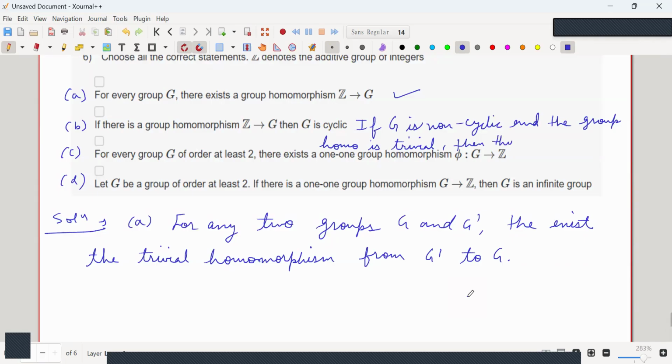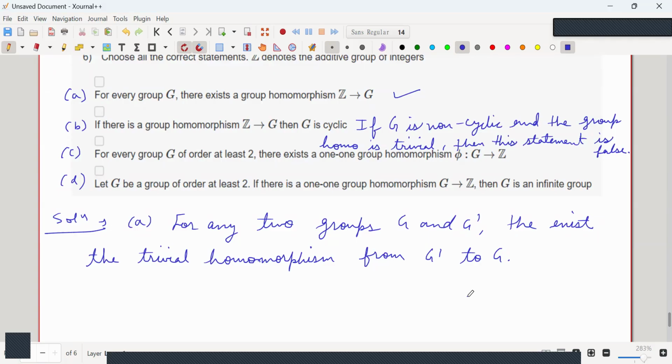Then this statement is false. Correct? Even if we don't require the group homomorphism to be trivial, any group homomorphism will work. I just want to say that there exists one group homomorphism, and so we need not worry about the existence of a group homomorphism from Z to a non-cyclic group.